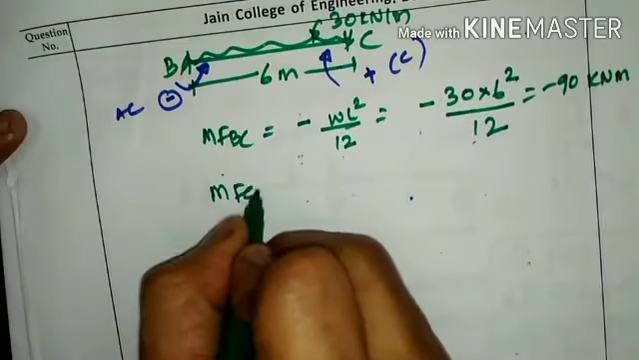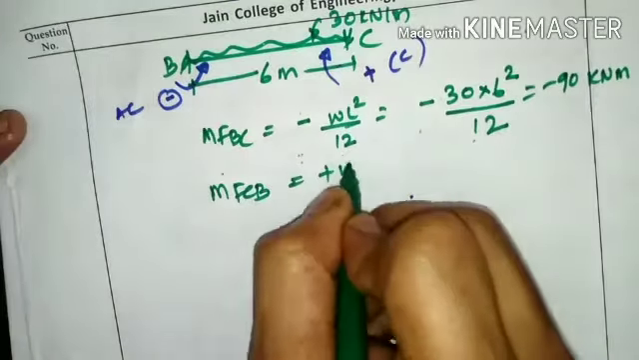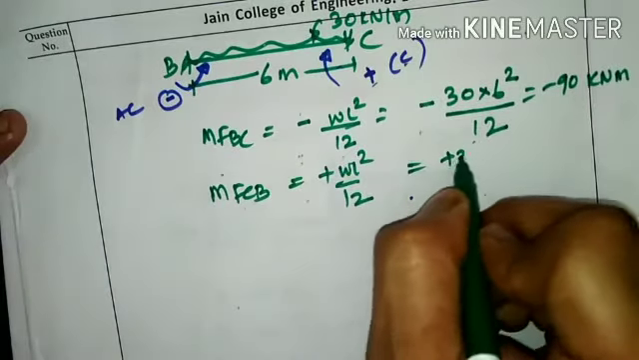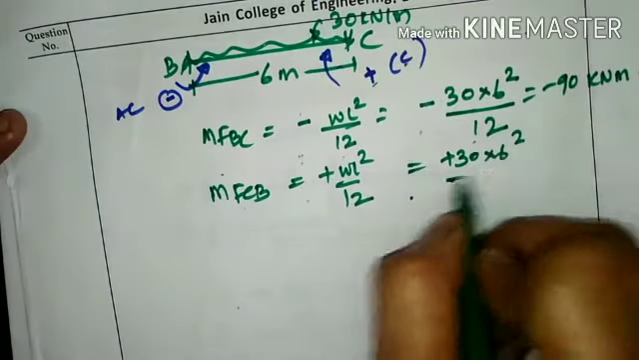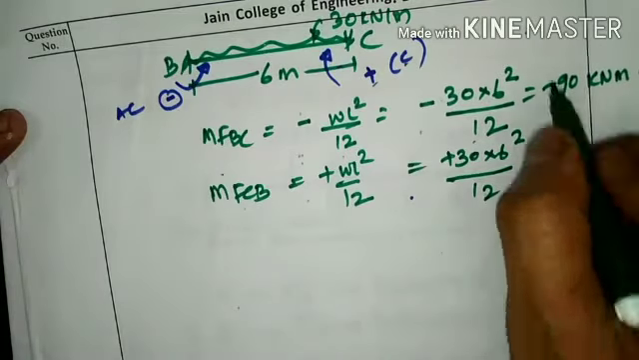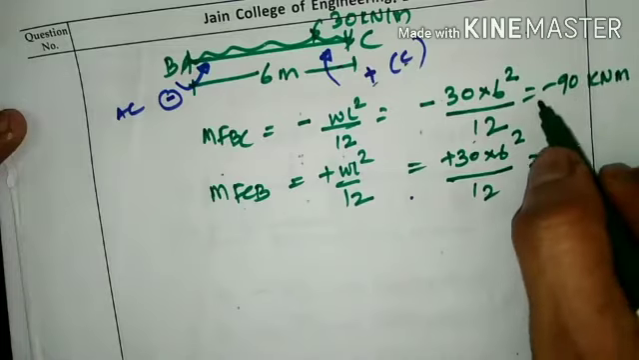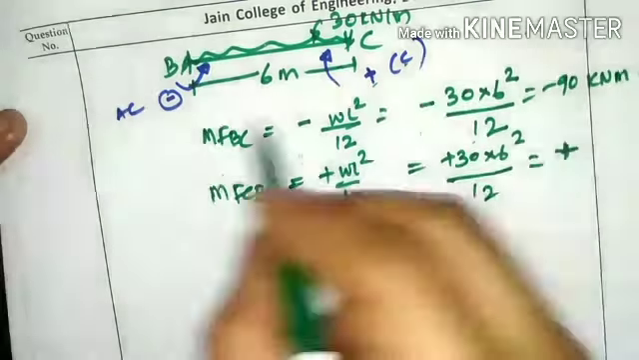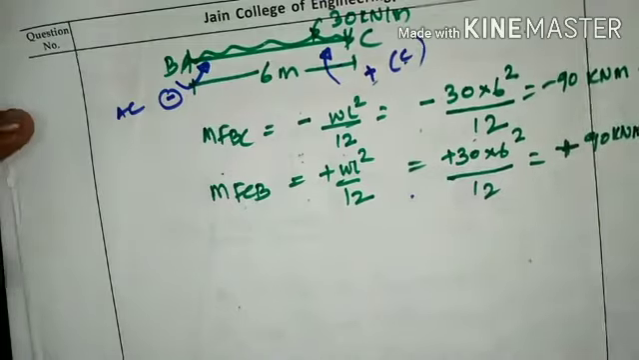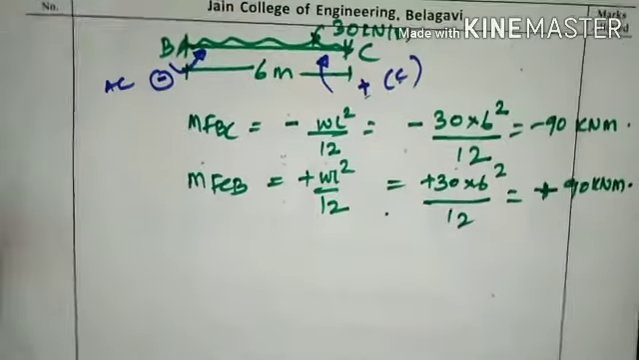Likewise MFCB is plus WL square divided by 12. Plus, for the reason it is in clockwise direction. Plus 30 into 6 square divided by 12. So since the values are almost the same, the only change will be with respect to the sign convention. For BC it was negative and here it will be positive because of the direction of rotation being clockwise. So it is plus 90 kilonewton meter.